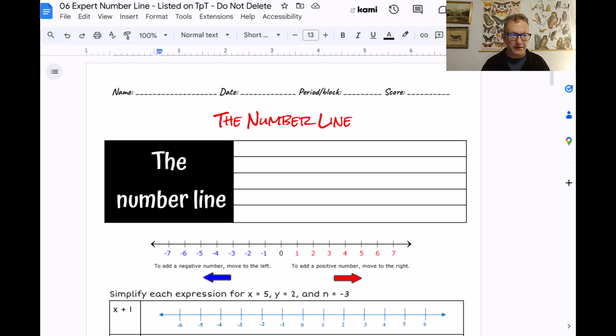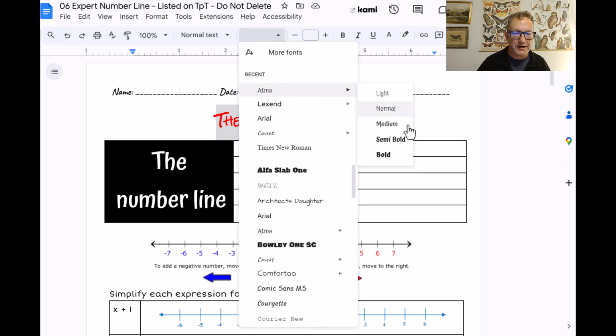Let's check out our expert number line worksheet. This is only $2.95, and as you can see, it's going to be a really good deal. For one, you can edit it. You can make easy edits. If you don't like that font, just change it.